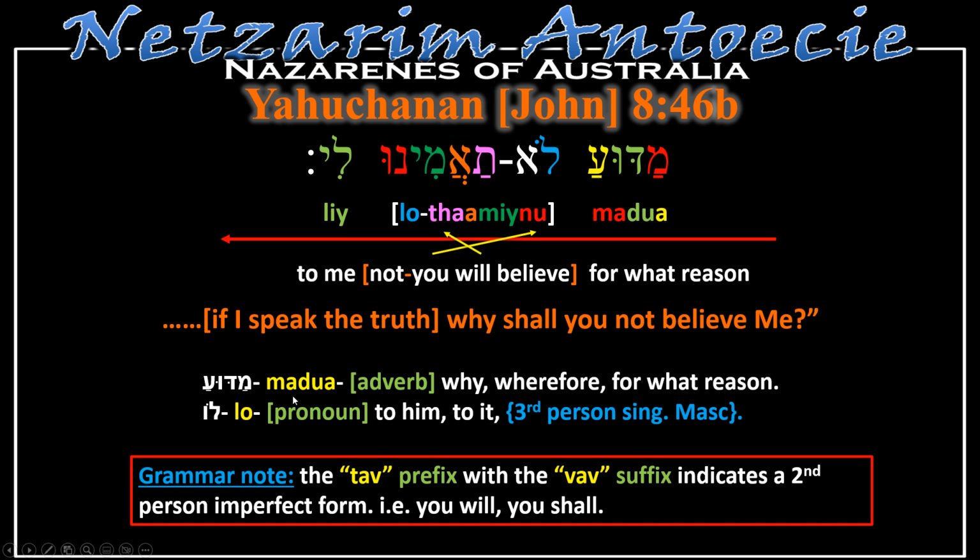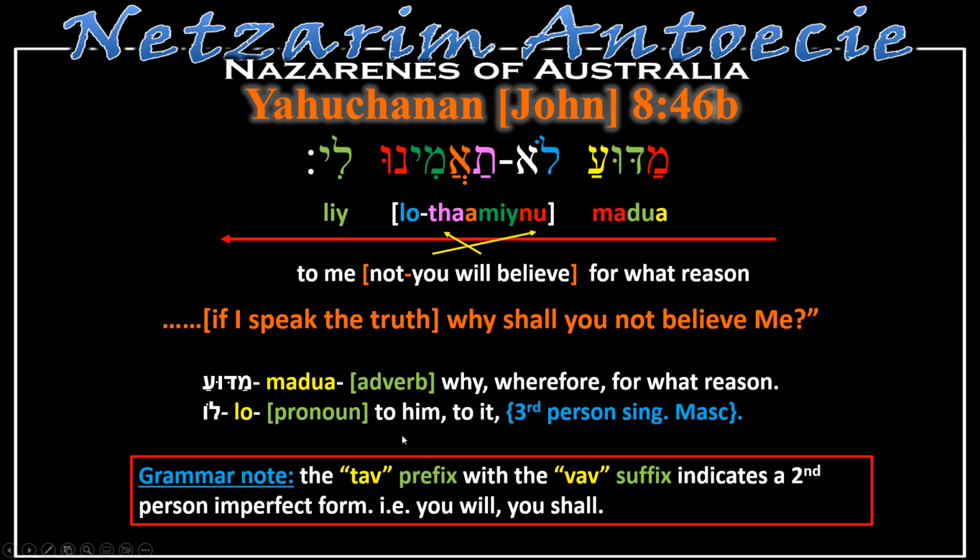And we have the word madua, it's an adverb, meaning why, wherefore, for what reason. And then I've given you another one just as an added thing. Instead of li, I've given you lo as a pronoun meaning to him or to it, third person singular masculine. Here it's got the chirik and the yod, so it means me rather than him. Now the grammar note is the tav prefix with the vav suffix indicates second person imperfect form. Therefore, you will, you shall. And I'm giving you that to explain a bit this one.